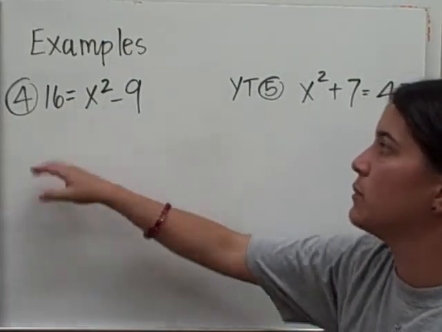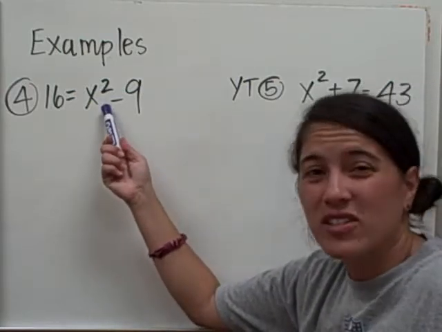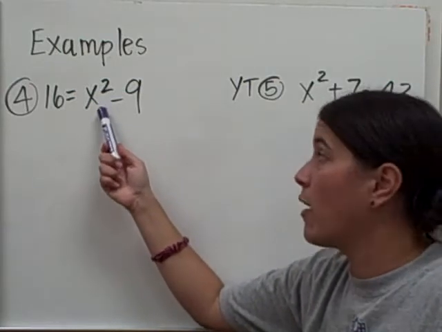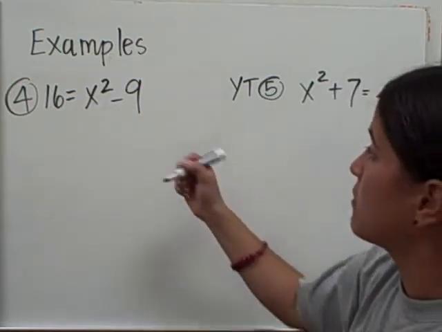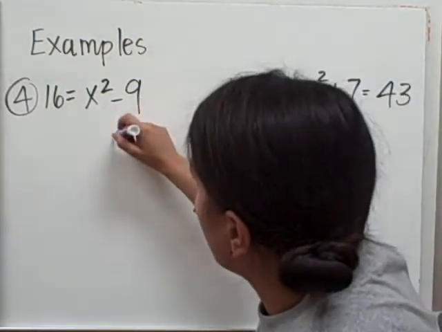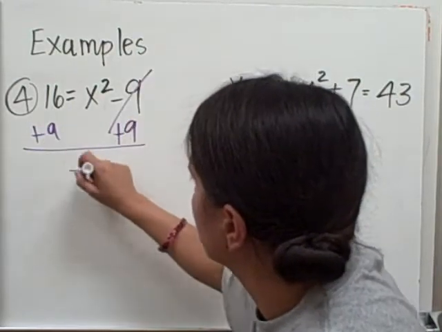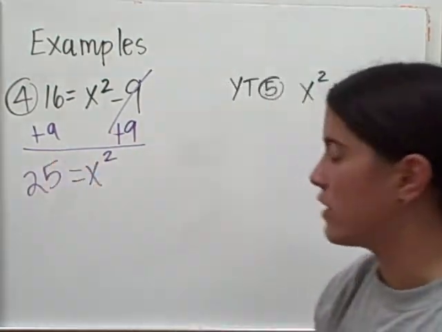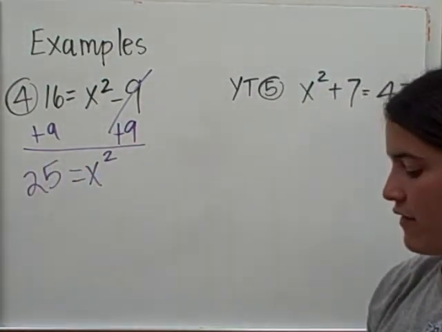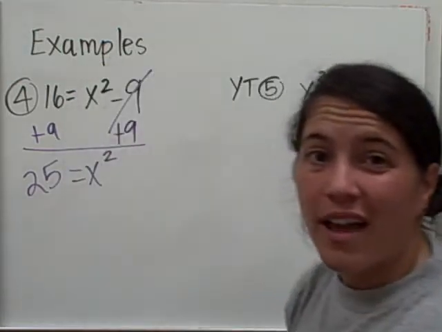Alright, so here are a few more examples. Number 4 is different. Notice I don't have a square root in my problem. I have an x squared. So we're going to do it a little differently. I'm going to undo the minus 9 with plus 9 on both sides, and 16 plus 9 is 25. Now I have x squared equals 25, but I don't want x squared. I want x by itself.